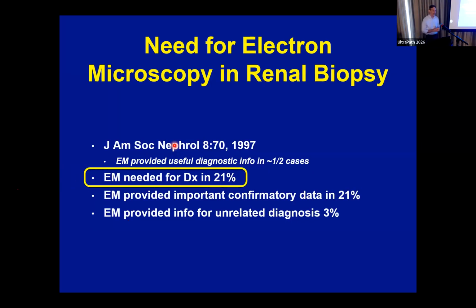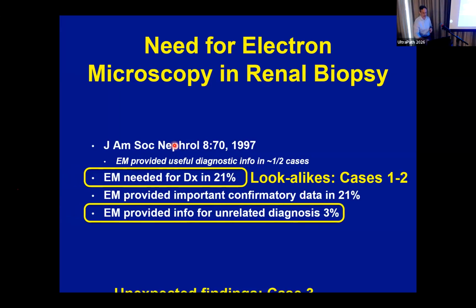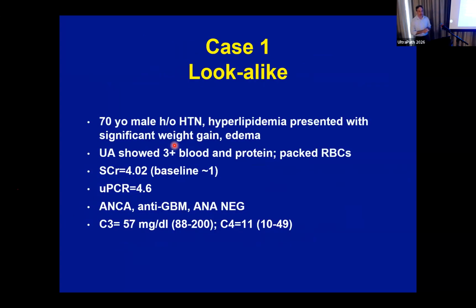In particular, I'm going to show you a couple of cases in which EM is absolutely required for the diagnosis. I'll show you a couple of reasonably common entities that can sometimes look exactly alike by light and fluorescence microscopy, but EM totally separates them. And lastly, I'll show you a transplant case where something totally weird and unusual turned up that was unexpected. In the interest of time, I'm just going to focus on glomerular pathology. So let's get right into the cases.